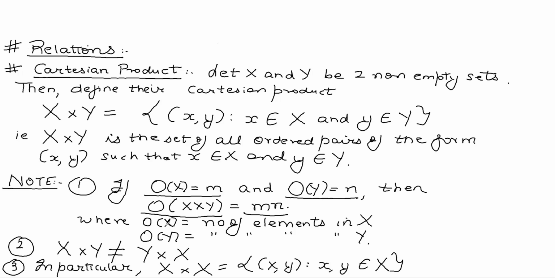So I'm quickly revising it with all the students. Cartesian product of X cross Y will be the set of small x and small y such that small x belongs to capital X and small y belongs to the set capital Y. If the set X consists of m elements and set Y consists of n elements, the Cartesian product consists of m into n elements. Cartesian product of X cross Y is not equal to Cartesian product of Y cross X, and Cartesian product of X with itself is the set of x comma y such that both x and y belong to capital X. Now let's do a practice question on this.